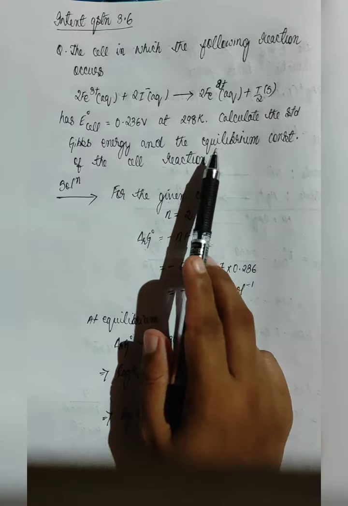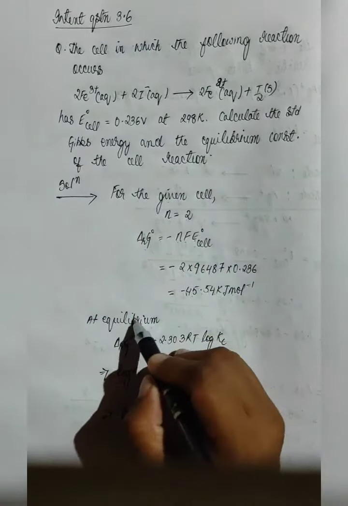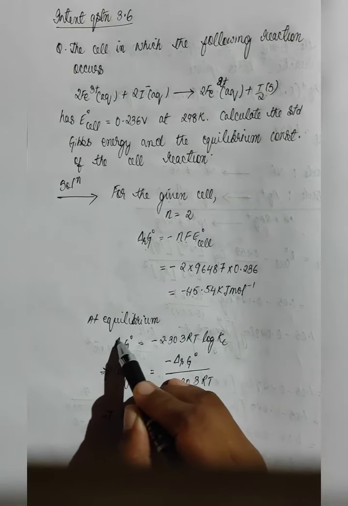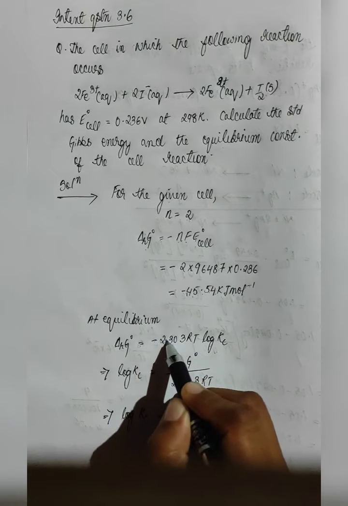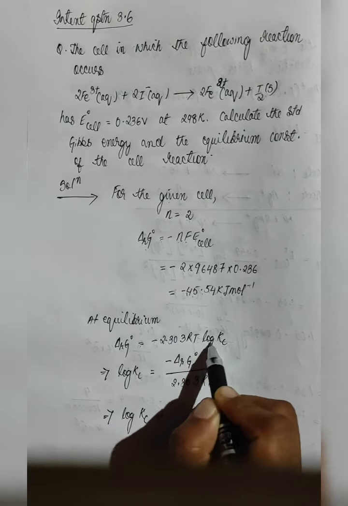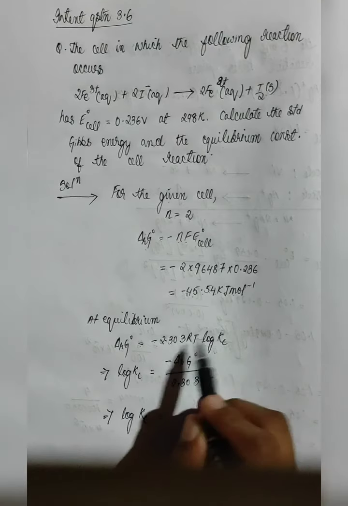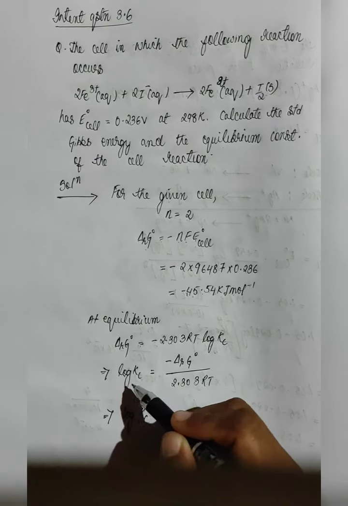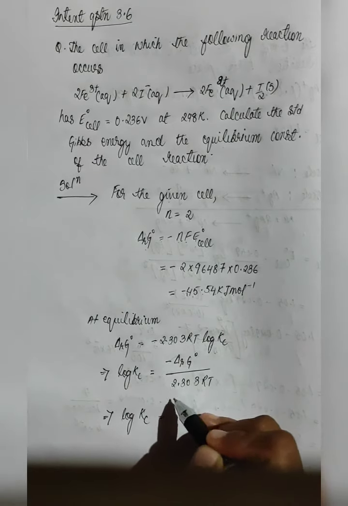Now the question also asks us to calculate equilibrium constant. So at equilibrium, we know the formula is given in this way. Gibbs energy is equal to minus 2.303 RT log Kc. Kc is the equilibrium constant. So we have to find log Kc. So upon bringing log Kc to the left hand side, we will get this very equation.